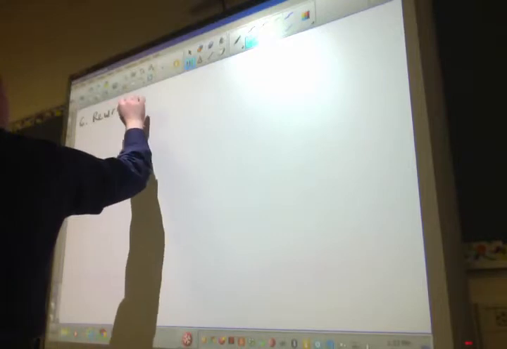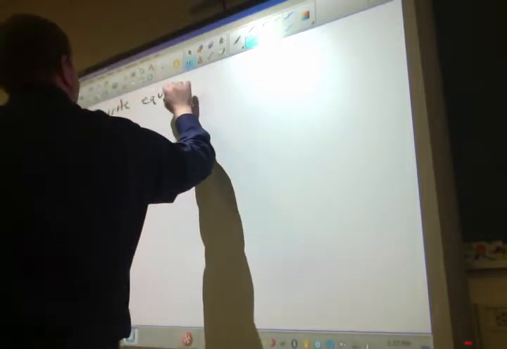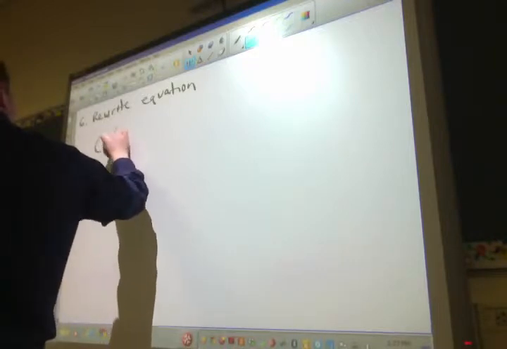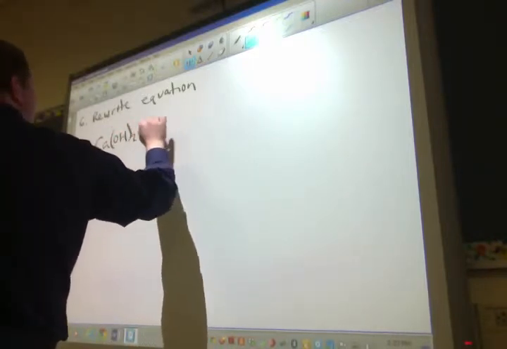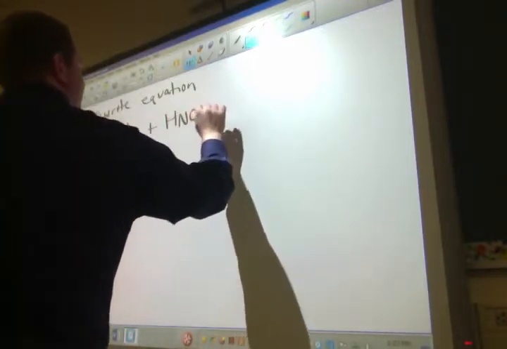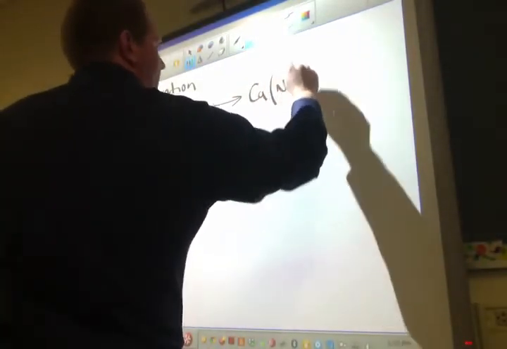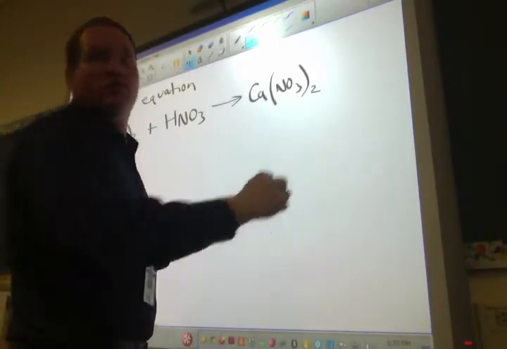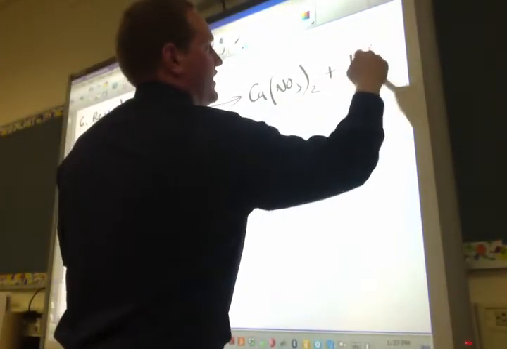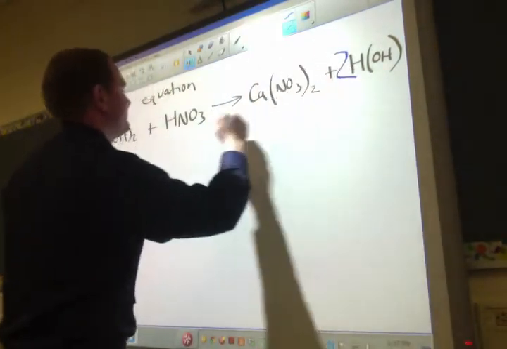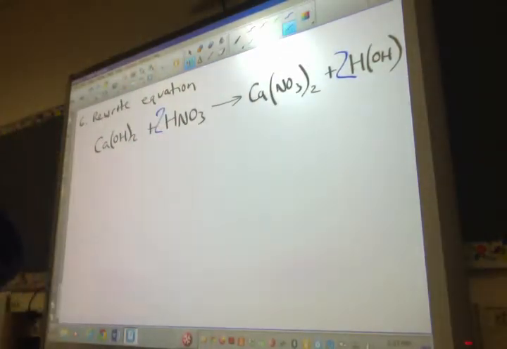Rewrite the equation. So Ca(OH)2 plus HNO3 yields Ca(NO3)2 plus HOH. Plug the numbers back in. So here's what a MICA table is.